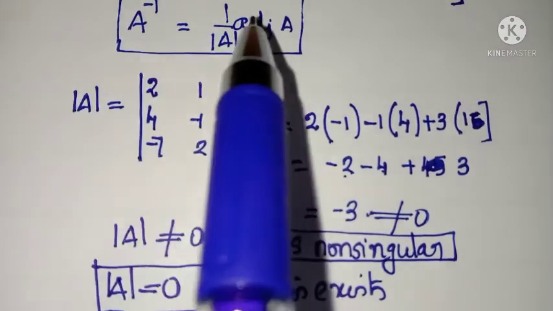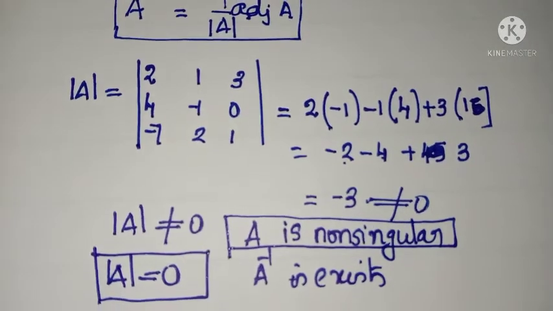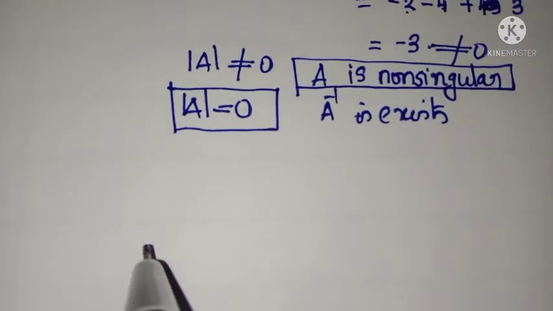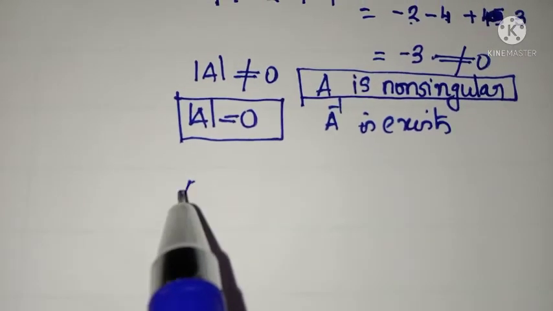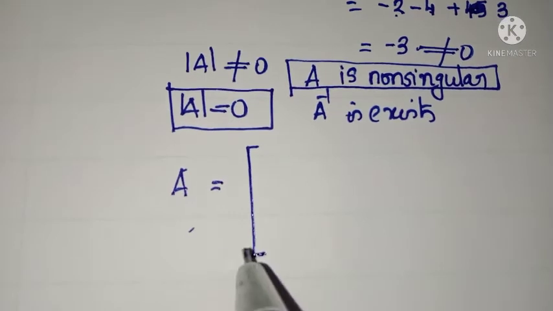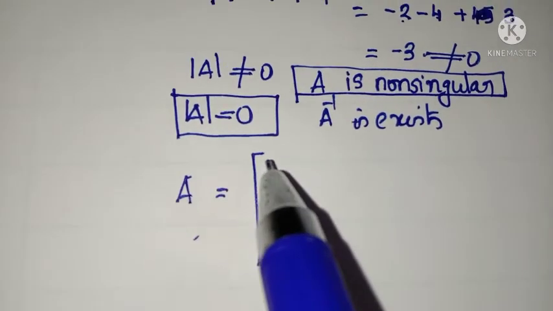Now let's see what is adjoint of A. To get adjoint of A, we have to see what is cofactor matrix. And we know how to find the cofactor matrix. I am writing the cofactor matrix directly.